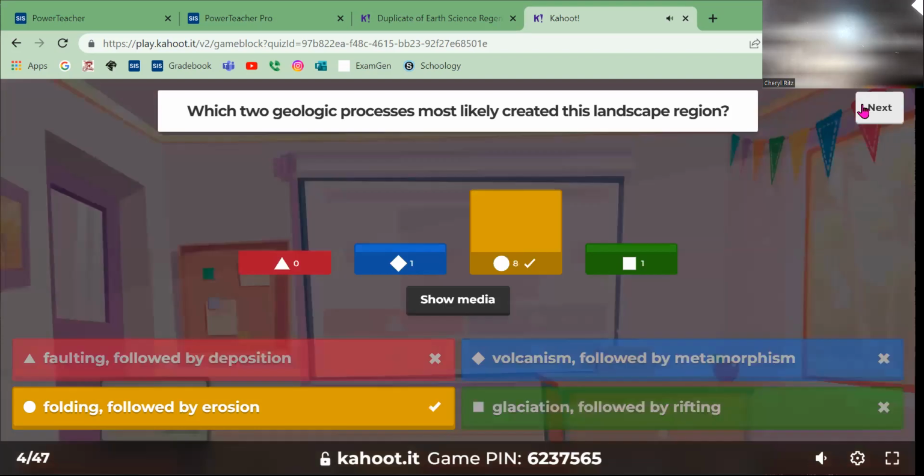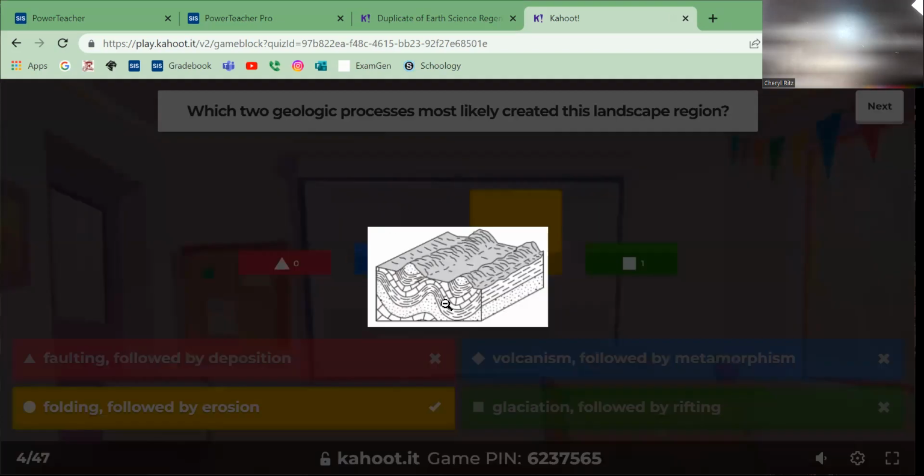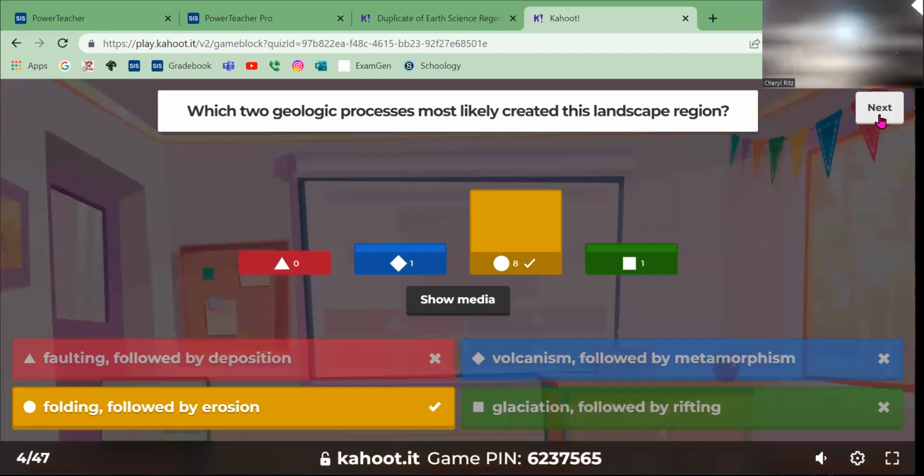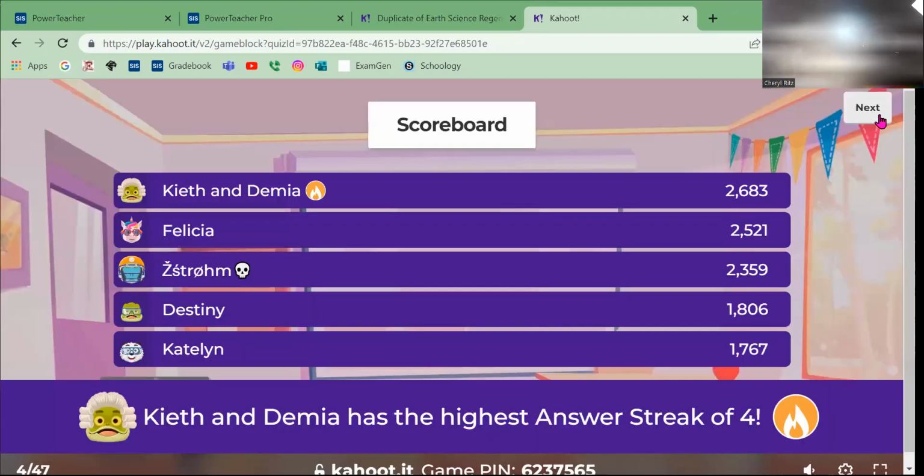All right. So just to show you that picture, what do you notice about these rock layers? They're curved. They're all folded. So folding made that look like that.